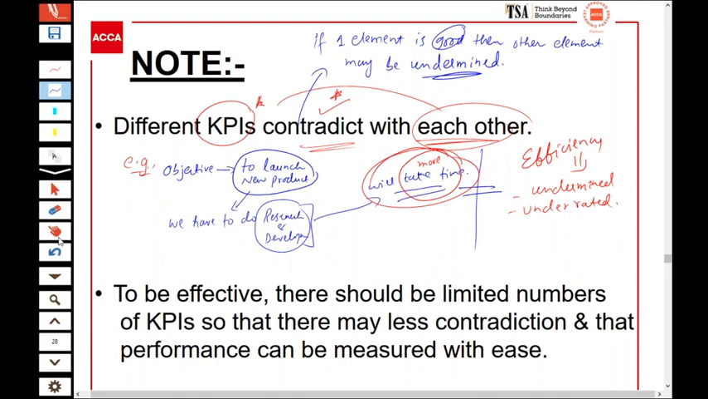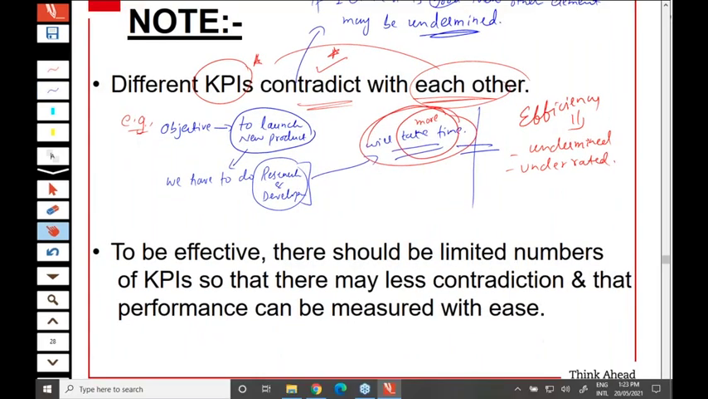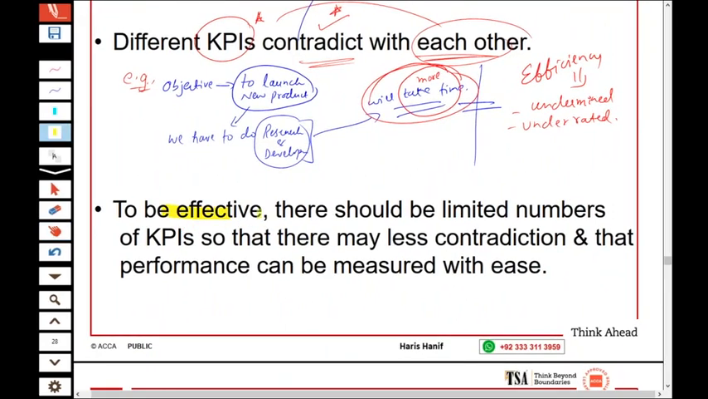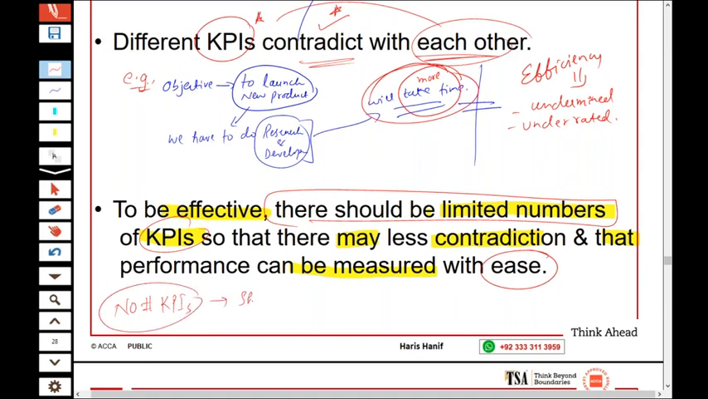Okay, so this is the note, and that is why it is recommended that to be effective, there should be a limited number of KPIs so that there may be less contradiction and that performance can be measured with ease. The number of KPIs should not be high, should not be low, it should be limited, so that you can easily compare or measure the performance.